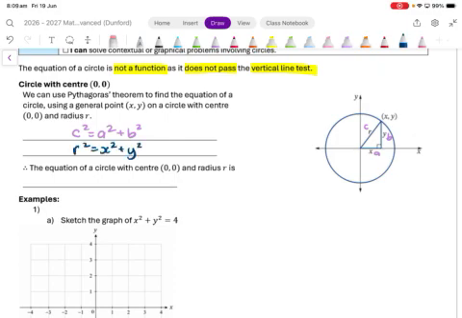Now that looks a little bit funky, so we're going to flip it so that the equation of a circle with centre 0, 0 and radius r is written as x squared plus y squared equals r squared.